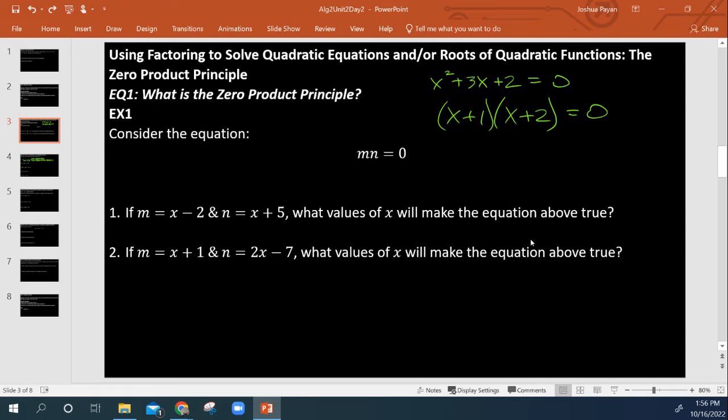So first off, I know one of my solutions is negative 1, because if I plug in a negative 1 right here, negative 1 plus 1 is 0. And then 0 times anything over here is going to make this a true statement, right? So I know that's one of my solutions. My second solution is going to be negative 2 for the exact same reason. If I say negative 2 plus 2 here, right, that's going to be 0. And 0 times anything is going to give me 0.